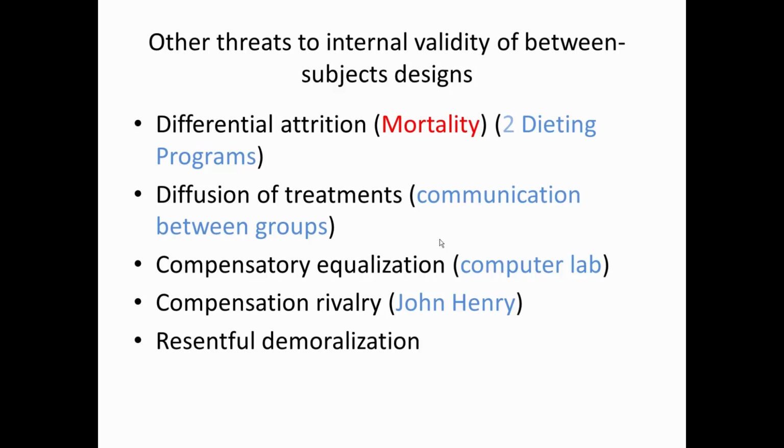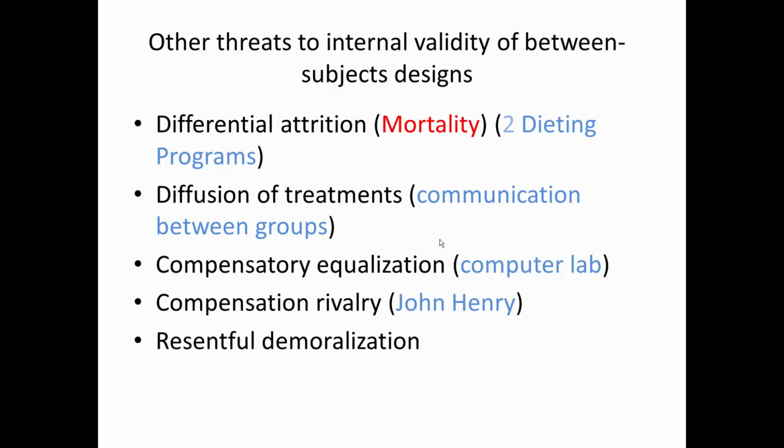For example, you're comparing two dieting programs. You start with 50 participants in each group, but one group has a lot of attrition and the other one doesn't. So you end up with like 4 participants in one group and 49 in the other group, which are not comparable. Another factor is the diffusion of treatment.